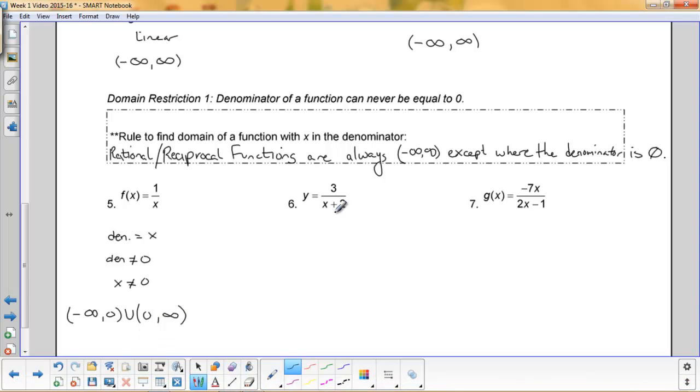All right, next, we're going to take a look at this one, a little bit more complicated. Again, the denominator equals x plus 2. I know the denominator cannot equal 0, so simple substitution. X plus 2 cannot equal 0. Subtract 2 from both sides. X cannot equal negative 2. All right, again, negative infinity to negative 2. Ooh, caught myself there. All right, union, negative 2 to infinity.